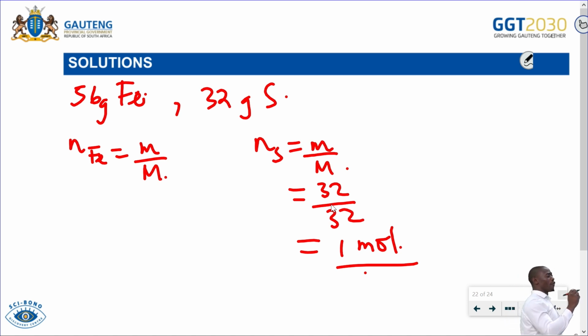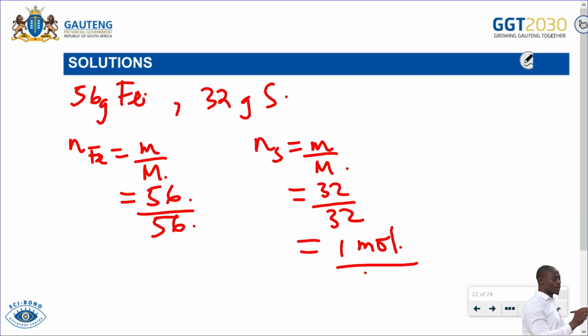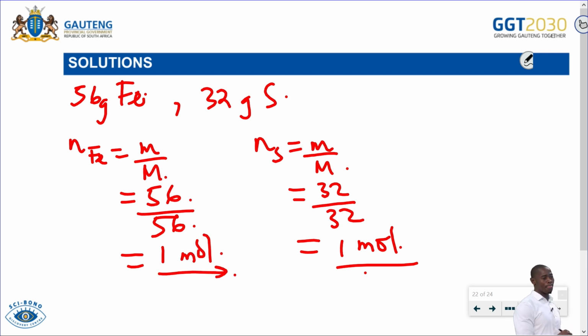For iron, the mass of iron we are given is 56. And the molar mass of iron from the periodic table is also 56. So even here it's 1. So you got the number of moles of each element from the masses. Fortunately we're given the masses, so from masses we can move to number of moles.